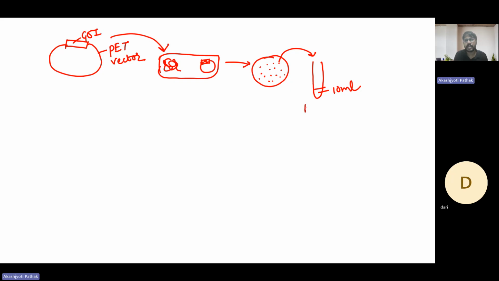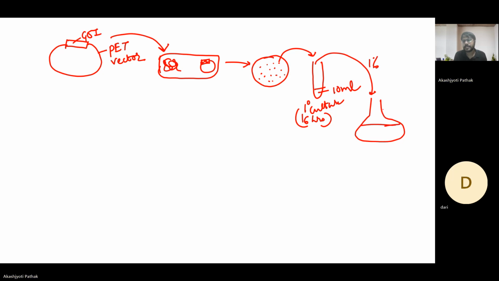This is called the primary culture. Then we keep it for, say, 16 hours. We allow the bacteria to grow in this media, and then from this we take around 1% and inoculate it in a large culture.